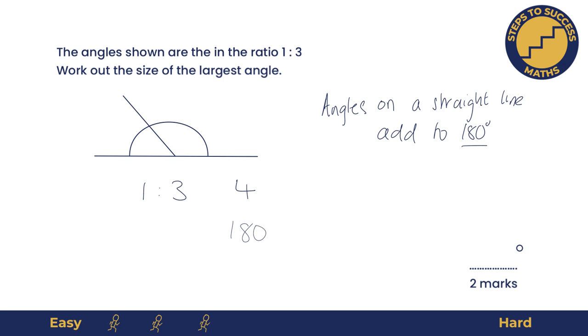So what do you times 4 by to get 180? So 180 divided by 4, if it's a calculator paper, you can use a calculator. If not, halve it and halve it again. So you need to multiply by 45. 1 times 45 is 45. And 3 times 45 is 135. And the question said, work out the size of the largest angle. So that's the 135.